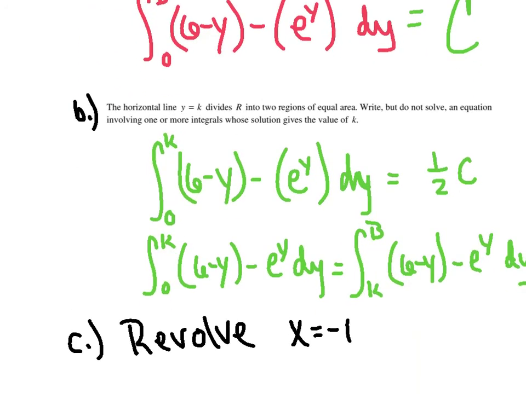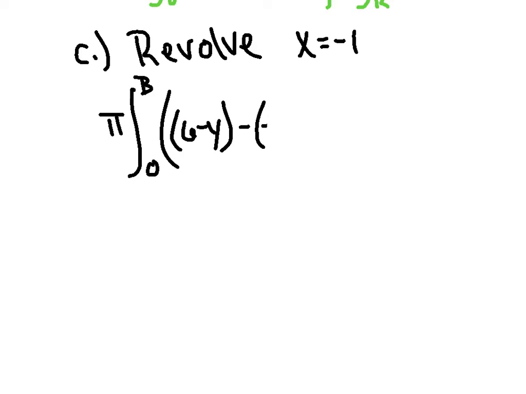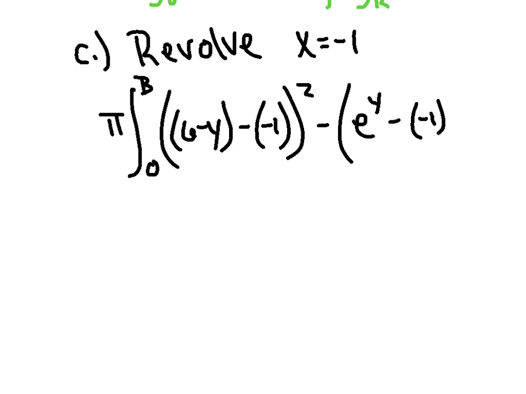So let's go set this up. I'm going to do 0 to B, outer radius, right minus left. So let's say the linear function 6 minus y minus -1. We could certainly clean that up; I'm going a little bit overkill. The inner radius is e to the y minus -1 squared. Make sure we got squared on each of those.